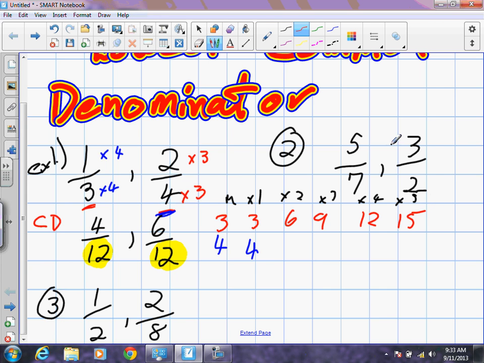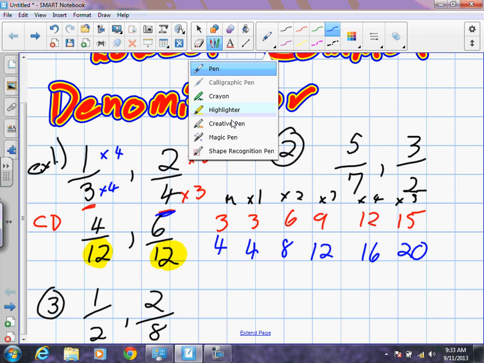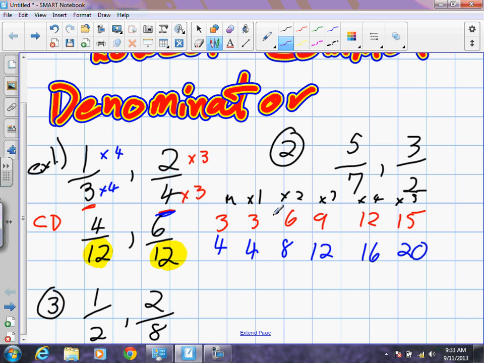We do the same thing with the number 4. 4 by 2 is 8. 4 by 3 is 12. 4 by 4 is 16. 4 by 5 is 20. So we look for a common value here. What's the first common value you see?